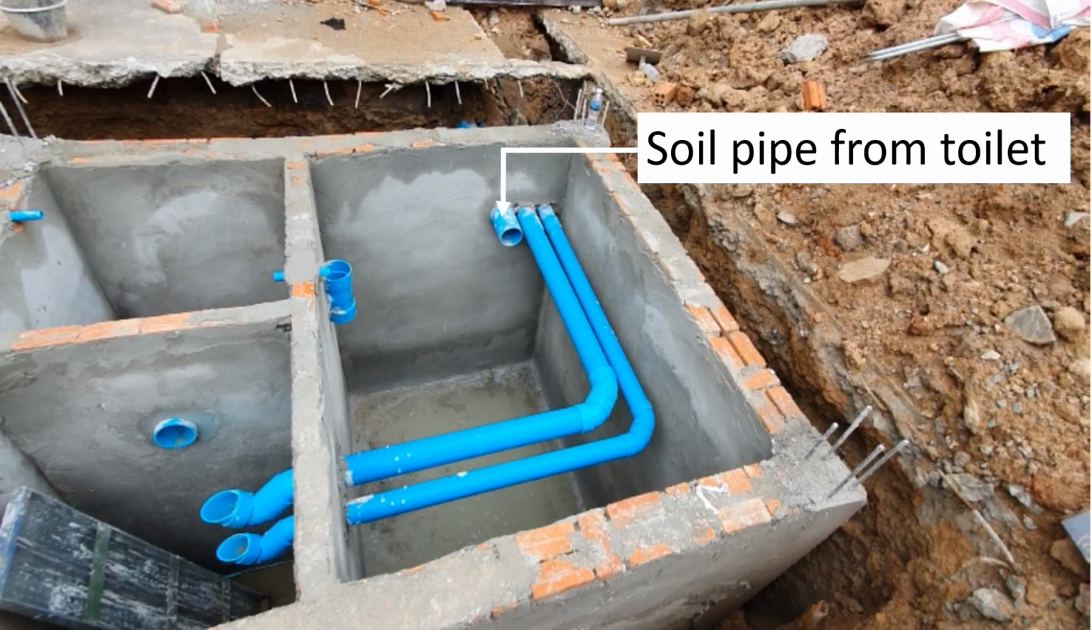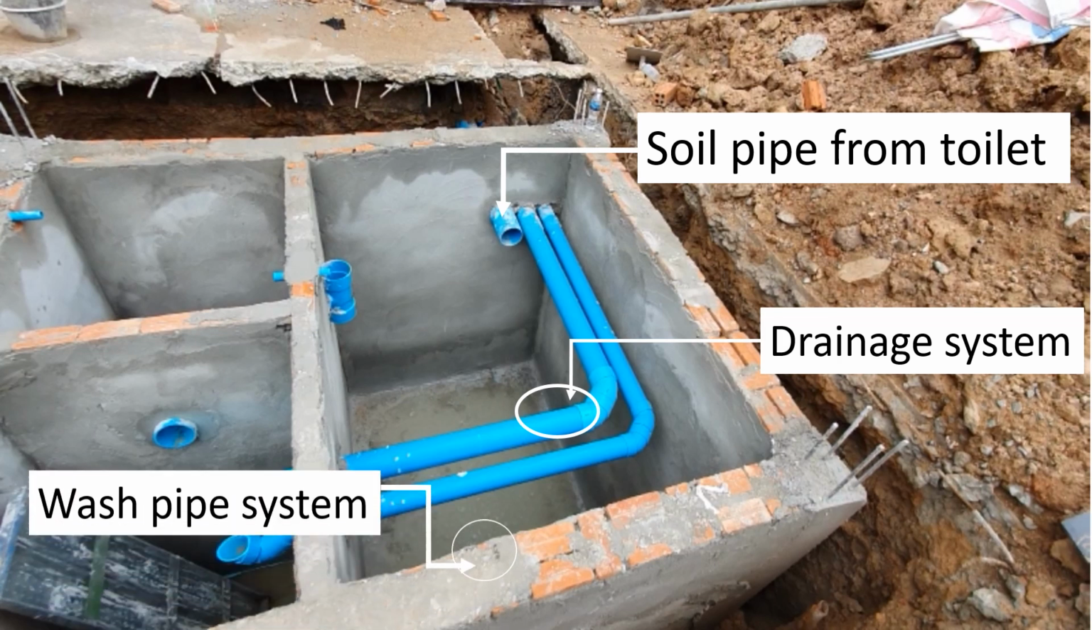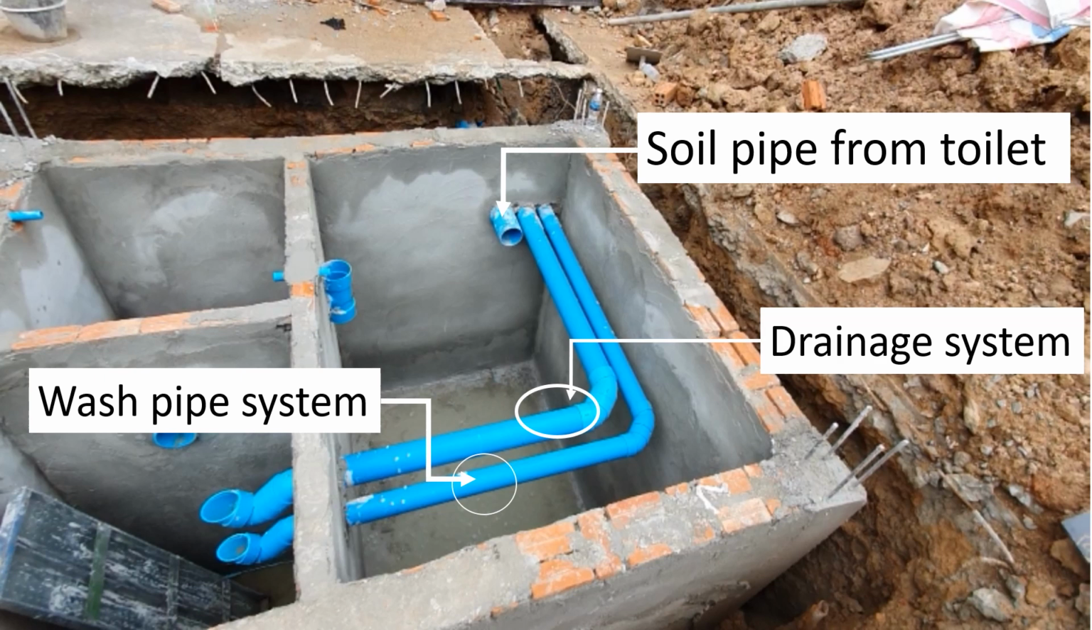And this piping is the drainage system. It comes from the open chiller system in the market, the refrigerator, and this pipe is the wash piping. So when the tank for the wash piping is full, it will flow out to the city drains.